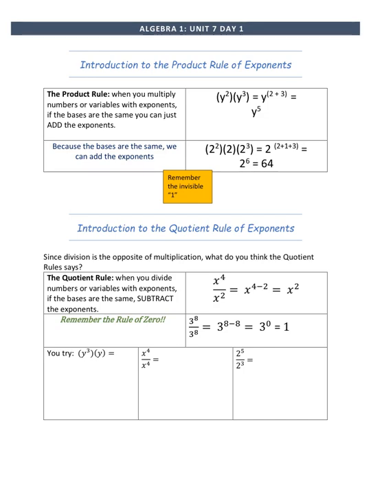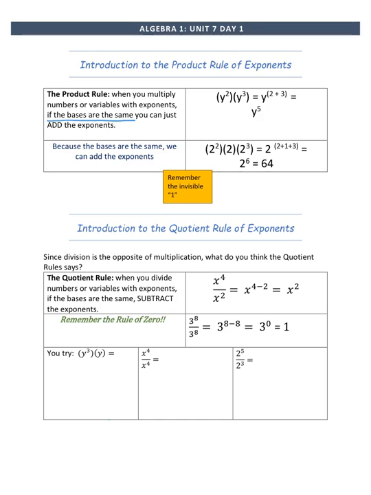It says, when you multiply numbers or variables with exponents, if the bases are the same, you can add the exponents. Now remember, the base is the big thing, the exponents are the small. So look over here, we have y to the 2nd power times y to the 3rd power. They are the same bases, so I can add the exponents. It's y to the 2 plus 3, which is y to the 5.